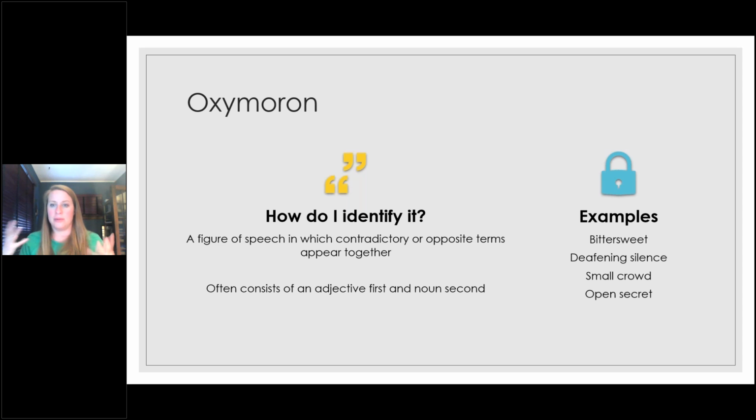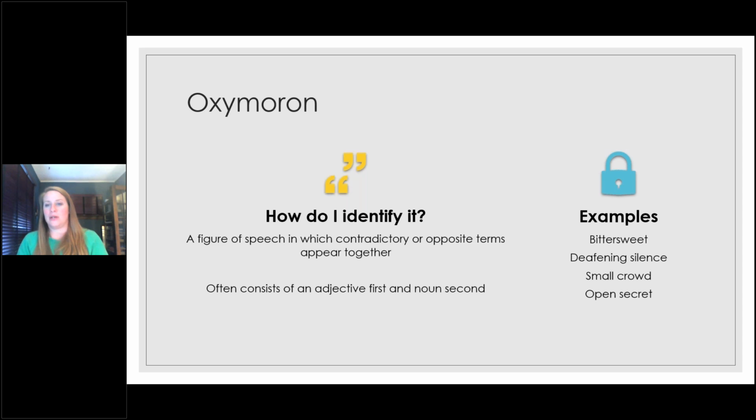Another example would be deafening silence. So deafening typically means a sound that's very, very loud. Silence is the opposite of that. But for example, maybe you had to give a presentation in front of the class and you're done with your presentation and no one says anything. There's crickets, right? That could be a deafening silence because you're afraid, no one's clapping, no one's saying anything good or bad. You're just sort of waiting for a reaction. So that silence can actually feel very loud and very scary.